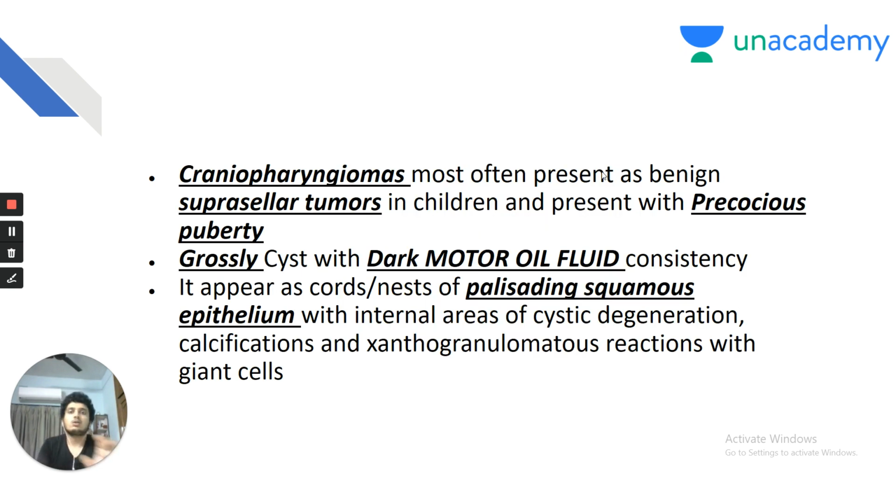So, the second tumor that we are discussing is craniopharyngioma. Craniopharyngiomas most often present as benign suprasellar tumors in children, and the most common presenting complaint of the children is precocious puberty. So, child coming with precocious puberty and you see a suprasellar tumor with calcification in the brain, the first thing that should strike your mind is craniopharyngioma.